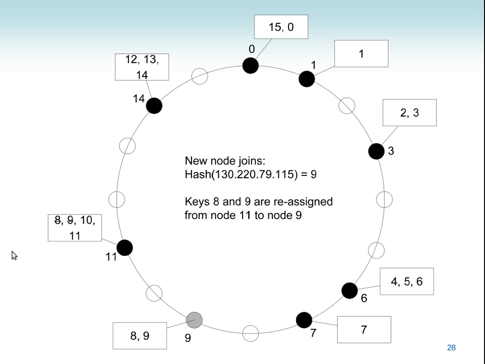This slide shows what happens if another node, not our node here, but node with IP address 130.220.79.115 with hash value 9 joins the network. 9 joins the network, then we'd need to rearrange the keys for node 11, the successor node for 9. Keys 8 and 9 are no longer managed by 11, they are now managed by 9. So that's the process of joining a network.